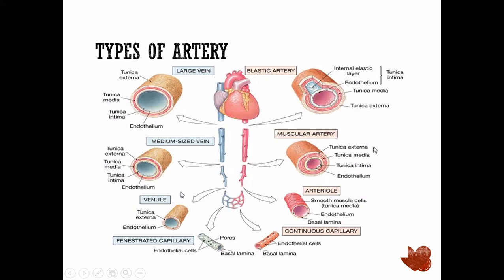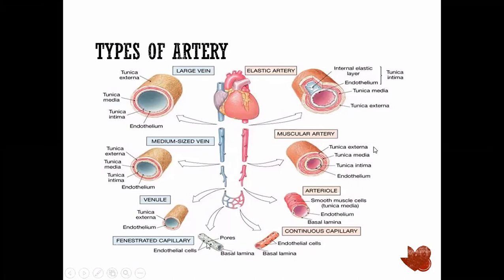Okay, so we have now the venule. The venule, you have tunica externa and your endothelium. While in your arteriole, you will have smooth muscle cells, tunica media, of course, and then endothelium with the basal lamina. And then we have the different types of arteries, which we will describe later on.